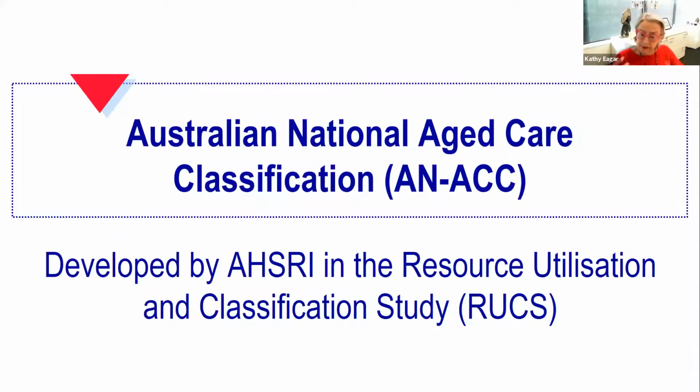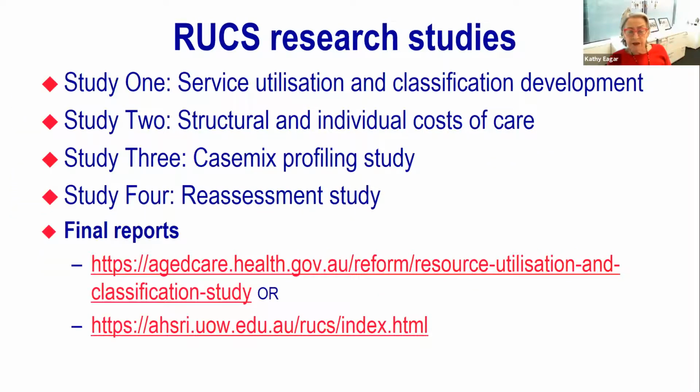So that takes me into the ANACC, the Australian National Aged Care Classification. We developed it in a study called the RUX study. So this is just a few acronyms, and at the end I'll give you a reference for people wanting to read about it. We did a series of studies, four as part of RUX. We did a service utilisation classification development study. We did a costing study looking at what are the structural costs of having the door open in an aged care home versus the cost of care that are attributed to individuals.